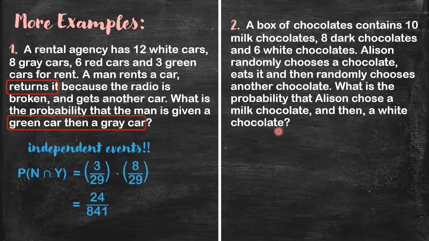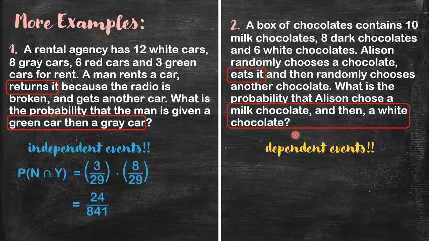So, asan yung keywords? Do you see? Eto. Allison eats the first chocolate. So, pag kinain niya na, impossible nang maibalik. Right? So, hindi na maibabalik yon. So, definitely, the given two events here are dependent events. Ito yung dalawang event na yan. Getting a milk chocolate, then getting a white chocolate.